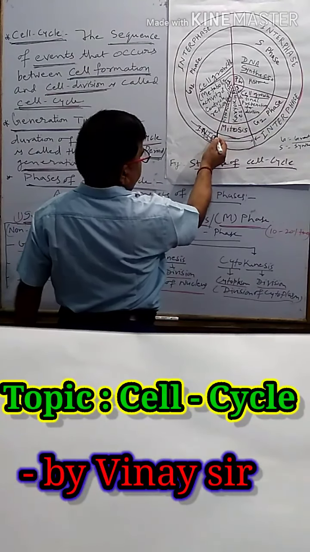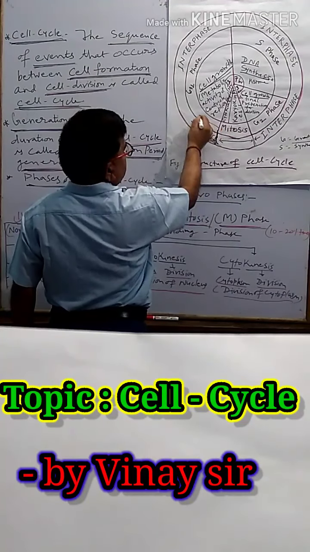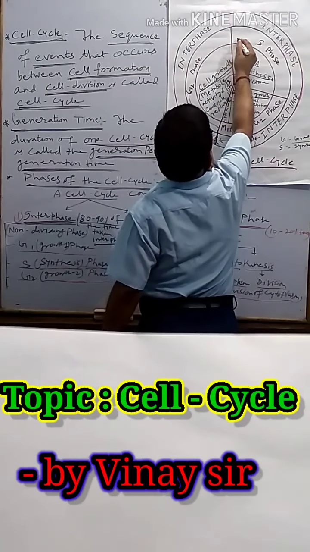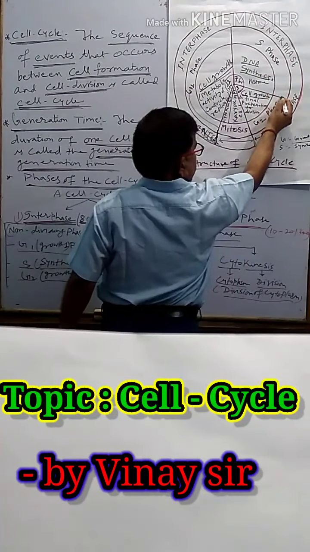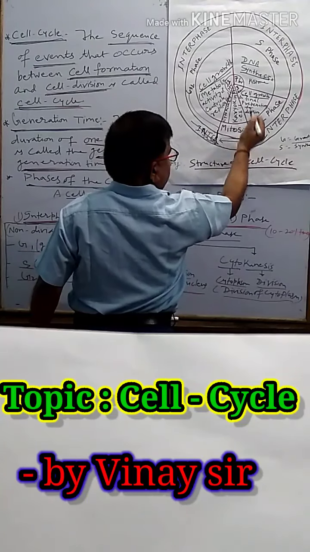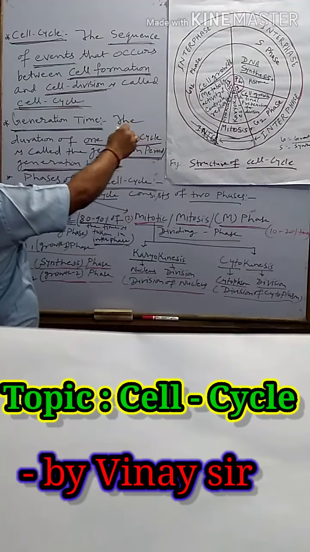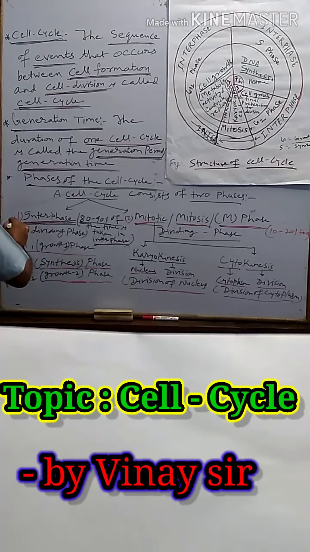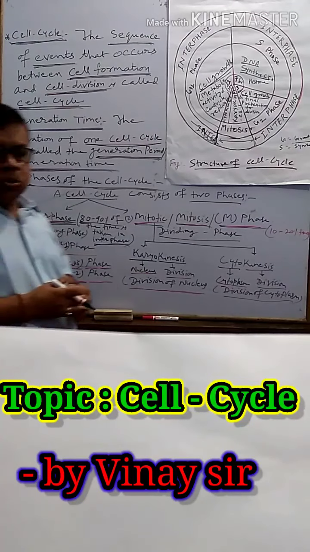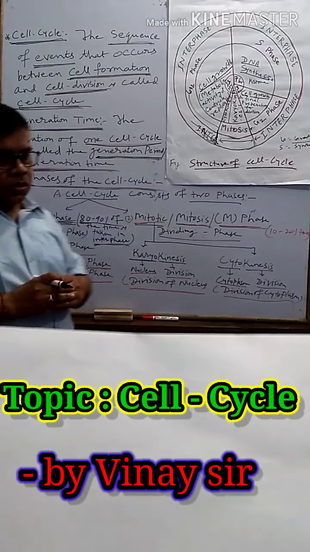In this diagram, up to this, G1 phase complete, S phase complete, and G2 phase up to this. This is the interphase. This phase is categorized into three main phases.